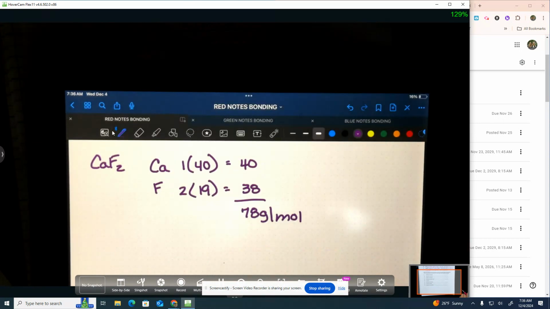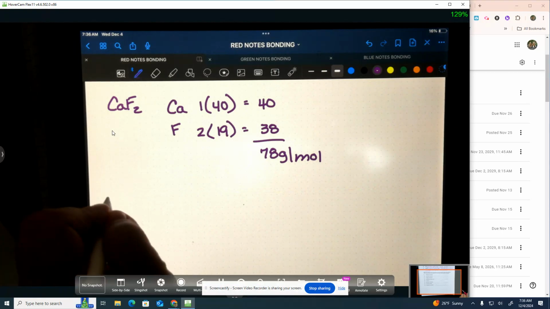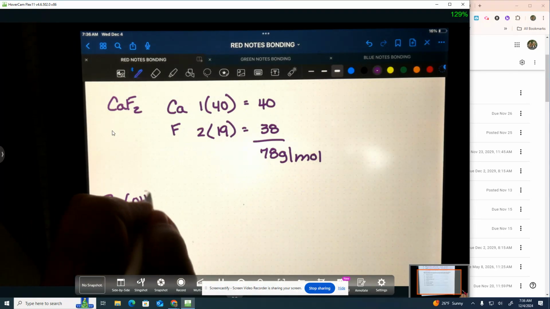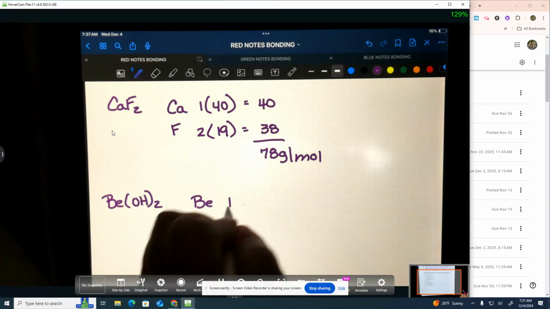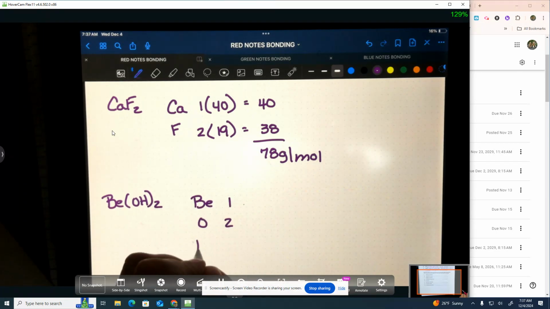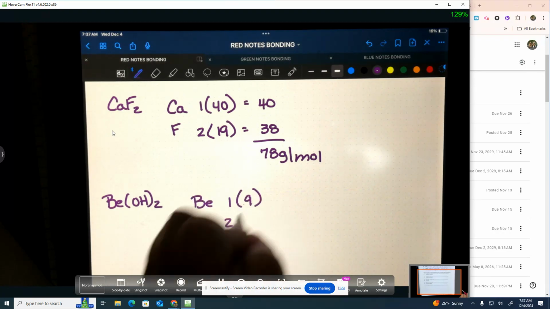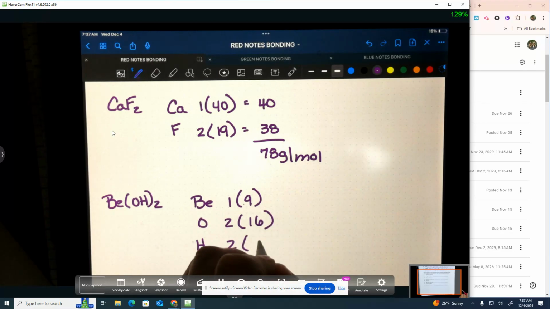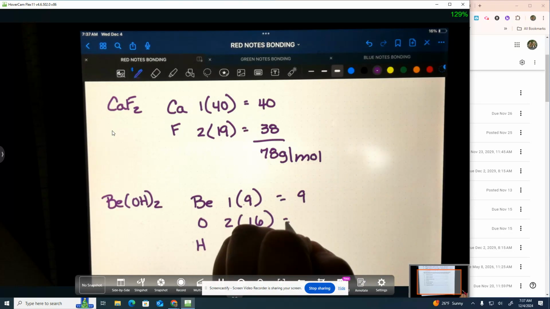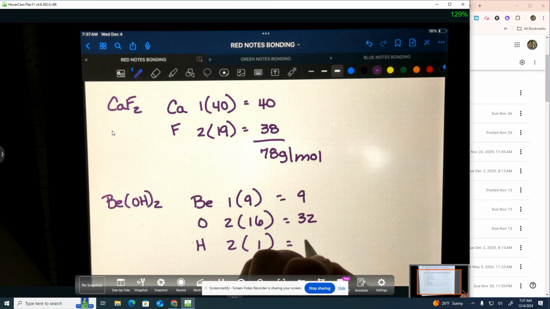Okay. BeOH2. BeOH2. Beryllium, we decided there was 1 of them. Oxygen, there's 2 of them. Hydrogen, there's 2 of them. How much does beryllium weigh? 9. Oxygen weighs 16, and hydrogen weighs 1. 9, 32, and 2. So 9, 10, 11, 12, 13, 43. That's not right. Is that right? Yeah, that's right.